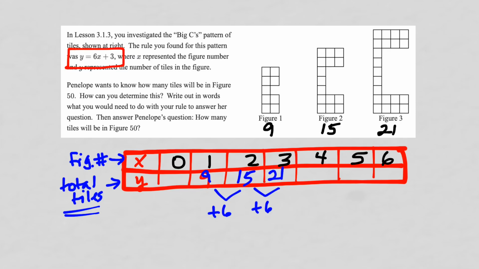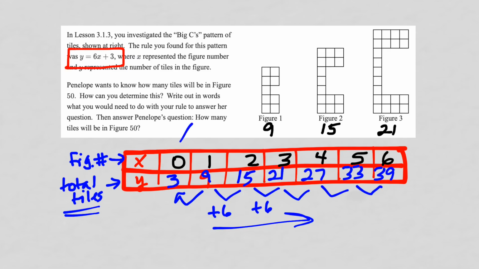And then we could go forward and backward, and we could fill in the rest of these sequential figure numbers and figure out how many tiles they had. So 21 plus 6 was 27. 27 plus 6 is 33. And 33 plus 6 was 39. What we can also do then is move backwards. If we're adding 6 as we're moving forwards, we can subtract 6. So what we would have here is 3.